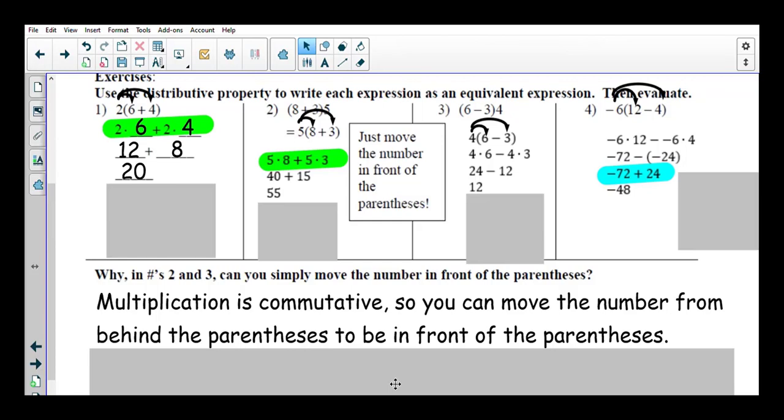We'll pause there for a moment. Again, feel free to pause the video if it's not enough time for you to copy any of this down.